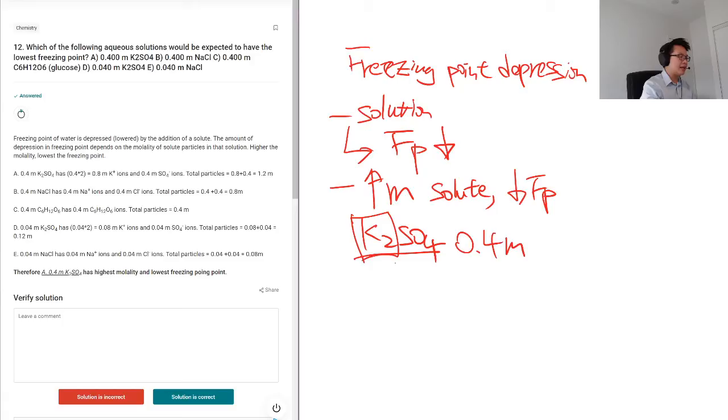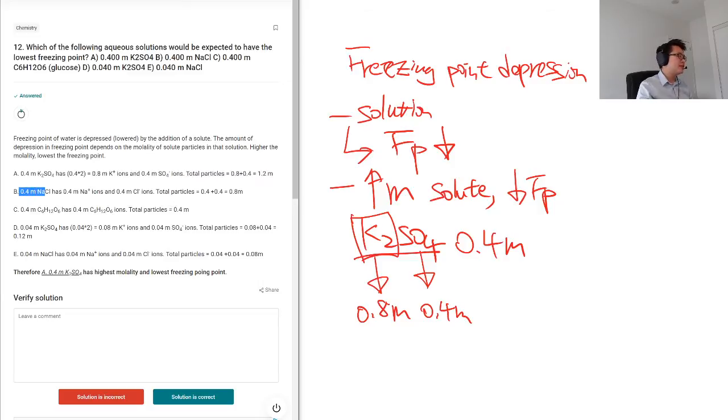If you're only looking at potassium ions, for each ionic compound, each K2SO4 will have 2 potassium. So the potassium will be 0.4 times 2, 0.8 molar, and the sulfate ion will be 0.4. This is exactly the calculation going on here. The total amount of ions will be 0.8 plus 0.4, 1.2. We're going to carry out the same calculation for B, C, D, and E.